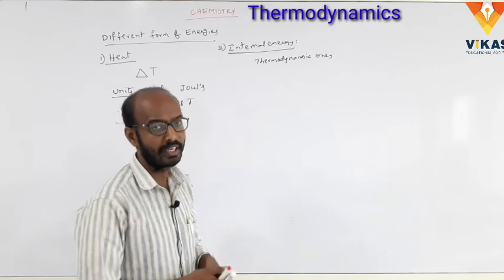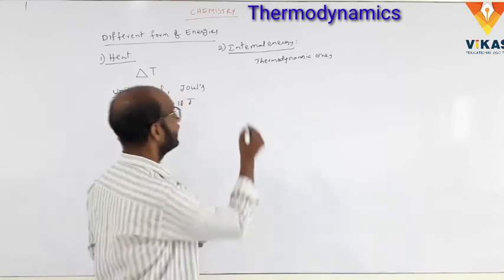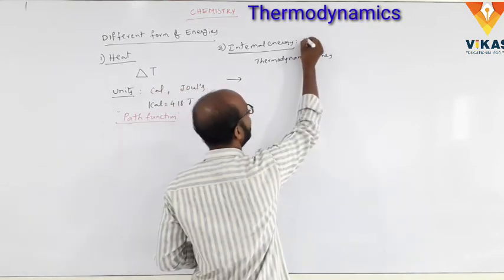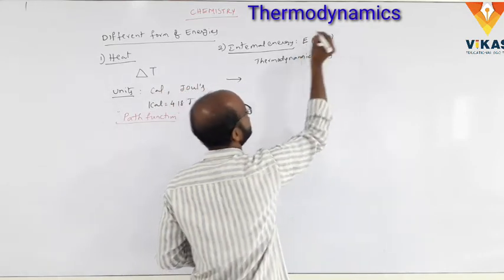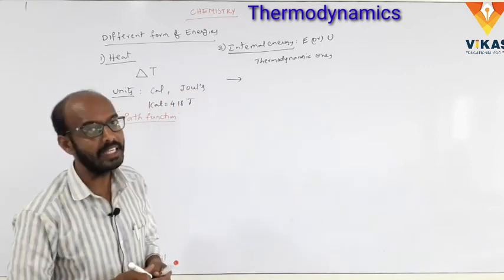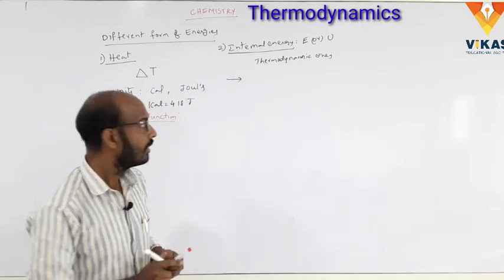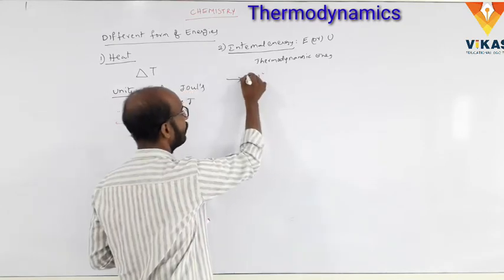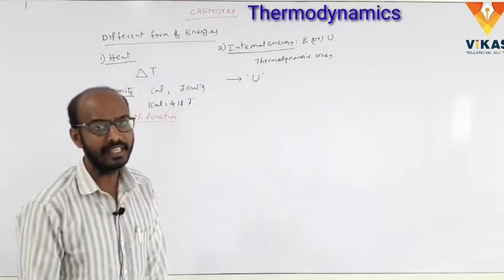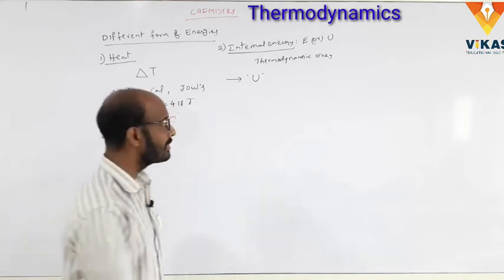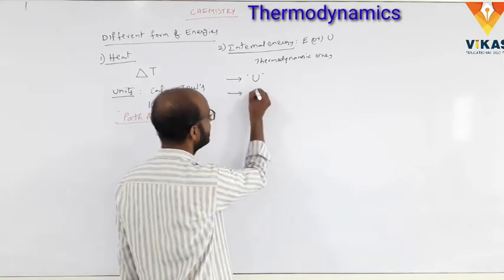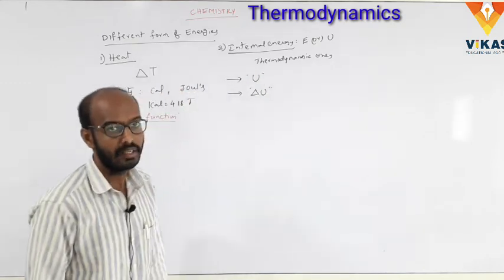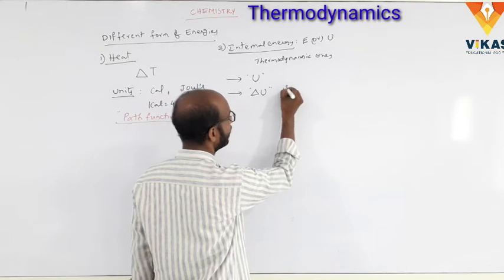We already discussed internal energy in the last class. It is represented by E or U. It is impossible to determine the absolute value of U. It measures the change in the internal energy. We can determine the change in the internal energy by using the first law of thermodynamics.